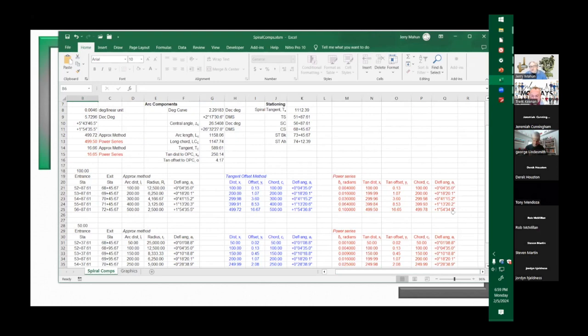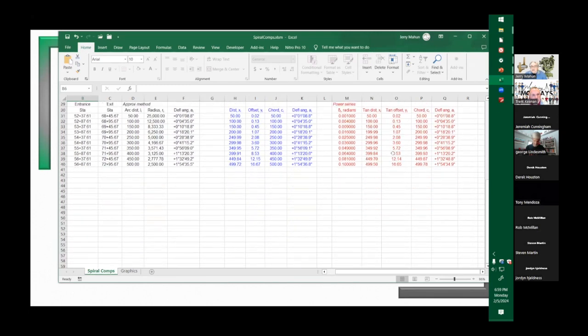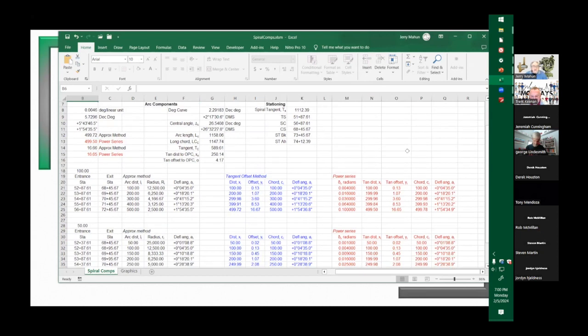So the longer the spiral is, the more the approximate and tangent offset methods fall apart, and the power series becomes your way to compute it. But usually you don't work with 500-foot long spirals. Okay, all right, that's what I got. I wanted to get that through as quickly as possible tonight, and just kind of touch on the basic math and the geometry of spirals, and talk a little bit about some of the calculations.